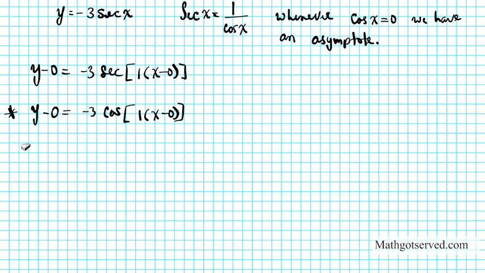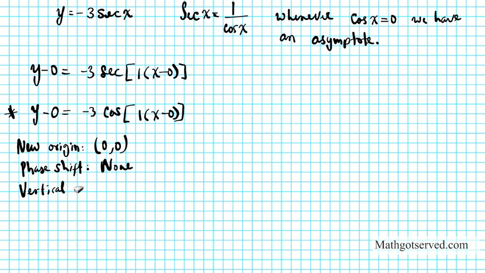Now, let's find the relevant components, the new origin. The new origin is 0, 0. The phase shift, there's none, because you have 0 on the x. The vertical shift is none also.